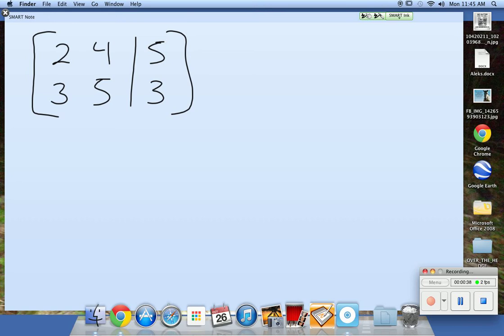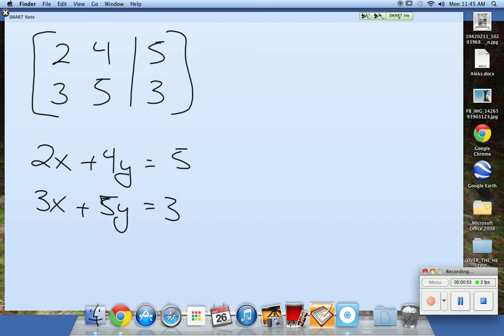What this matrix is, if I was going to write this out as equations, this would be 2x plus 4y equals 5, and 3x plus 5y equals 3. Go ahead, write that down. All I did is I put my x in front of this, y here, x here, y here for each one of them, and I set them equal to what those numbers were in there. So if I was going to reverse this around and give you two equations, we could go the opposite direction.